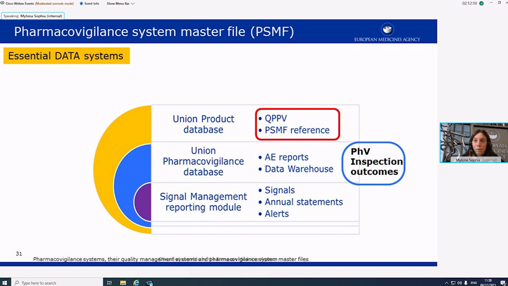I would like to highlight that at the moment in the database, they will be for the NCAs' use only at this stage. So the inspectees, the MAHs and the QPV will receive the full report after an inspection. But these are the outcomes we hope to share in order to improve efficiency and have a risk-based inspection planning. Next slide.